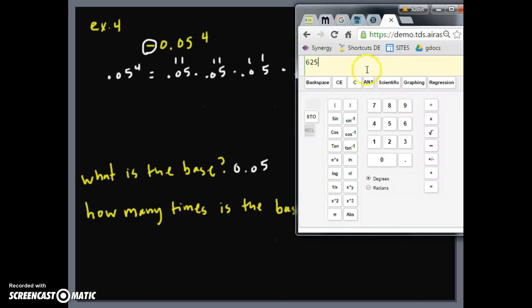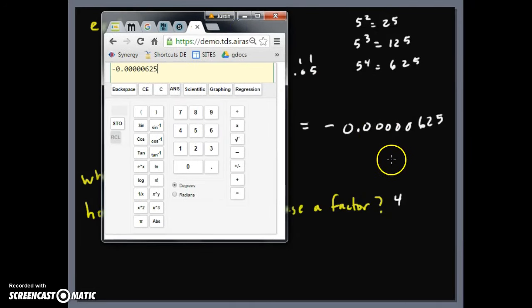Let's see if that's what we get when we put it into the calculator. So we've got negative on the outside, 0.05, parentheses, to the 4th power equals 1, 2, 3, 4, 5, 6, 7, 8. And I make sure I verify that before I put it into Schoology so that it's accurate.